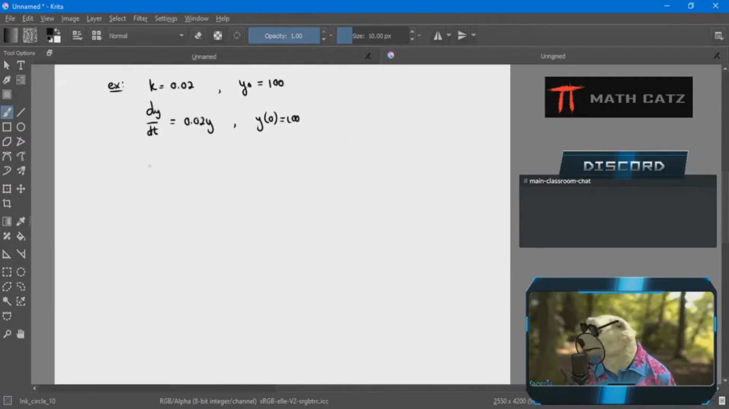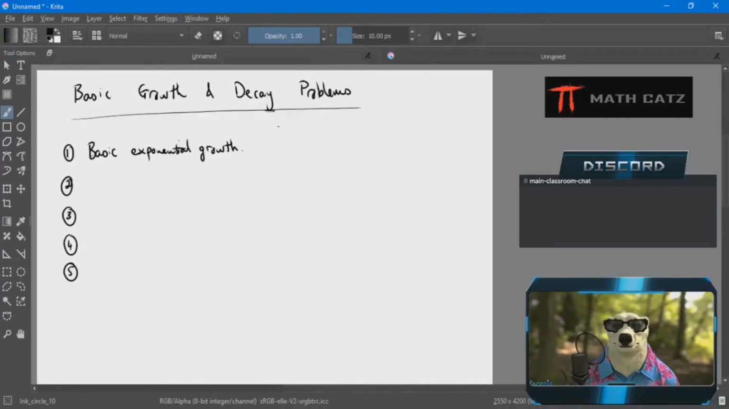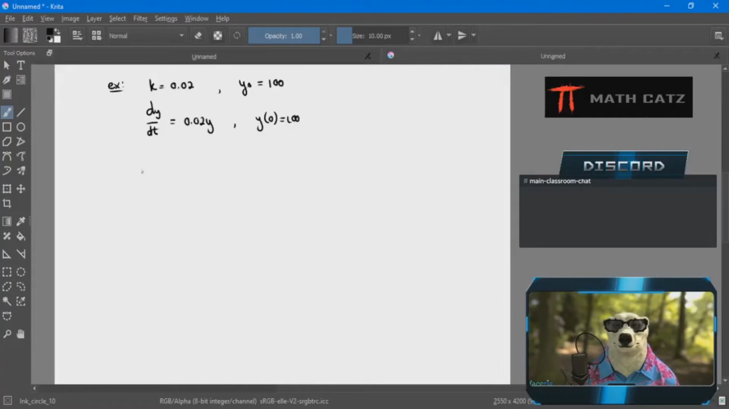Now solving this differential equation, we'll see for parts 1 and 2, they are very similar, and for all of them, they are very similar. I separate the variables because it's a separable differential equation, which of course I have to understand first, and then I integrate both sides to get the natural log of y equals 0.02t plus my integration constant.